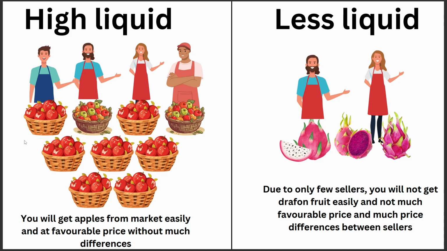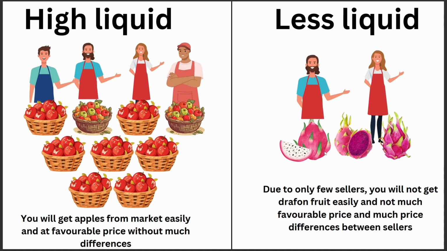It does not matter when you want to buy a certain currency or asset. Whenever you want to buy it, there will always be a seller who is selling it. But if we talk about less liquid markets, let's say the dragon fruit. Now, in this case, the scenario is there are not very many sellers. So due to only a few sellers, you will not get the dragon fruit easily, and not at a very favorable price, and there will be much price difference between the sellers.